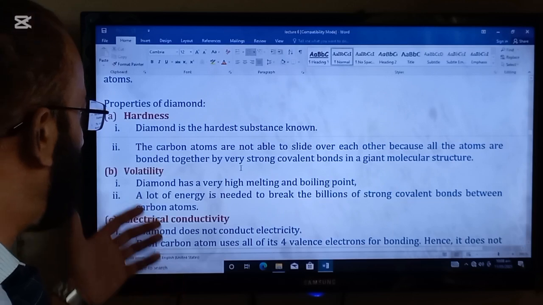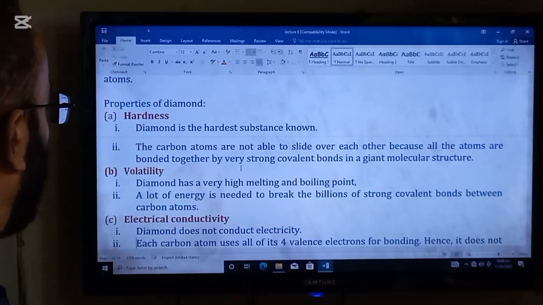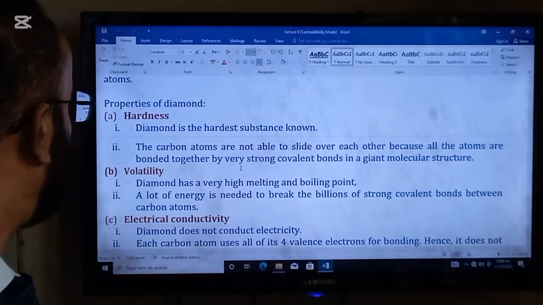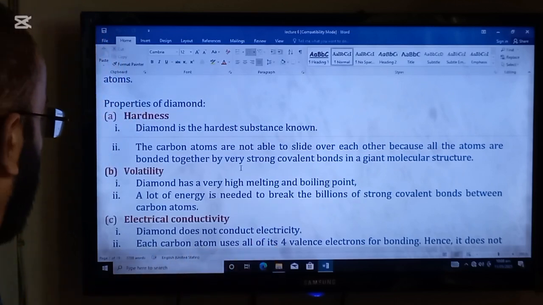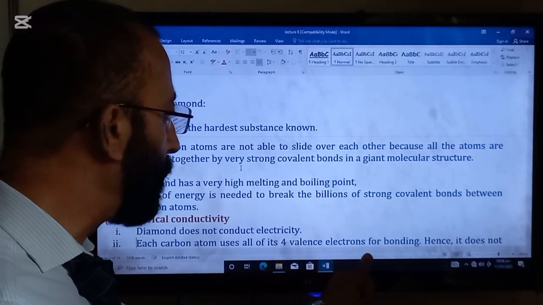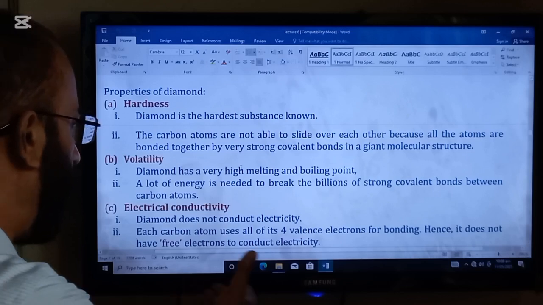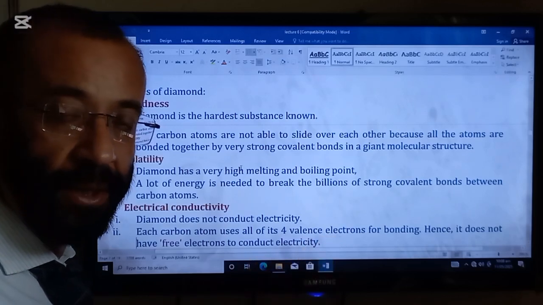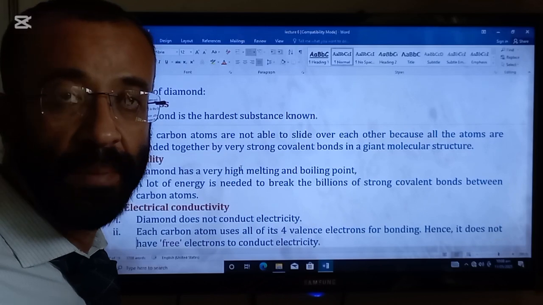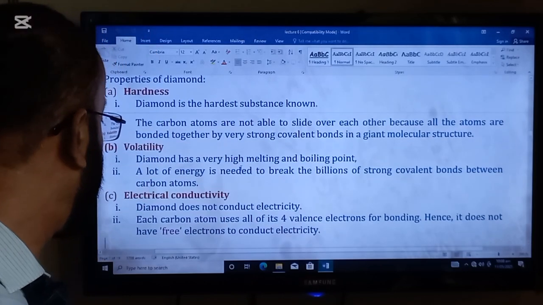Next property of diamond is electrical conductivity. Diamond does not conduct electricity. Each carbon atom uses all of its 4 valence electrons for bonding. Hence, it does not have free electrons to conduct electricity. This is the reason why diamond is not able to conduct electricity. Very important points.